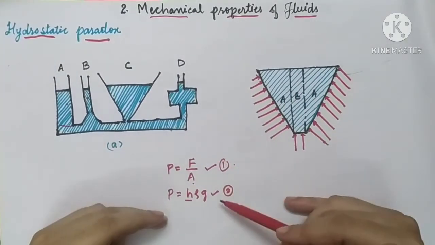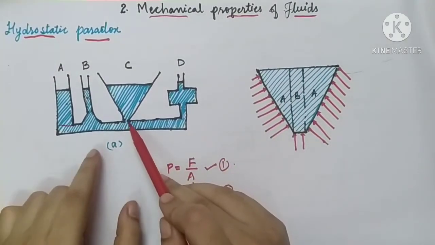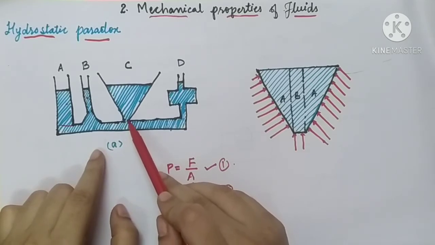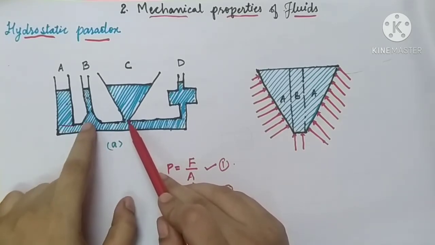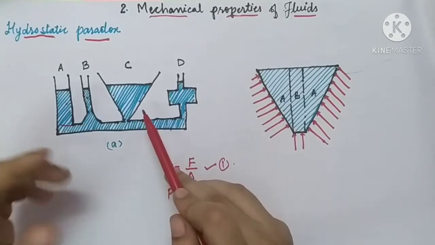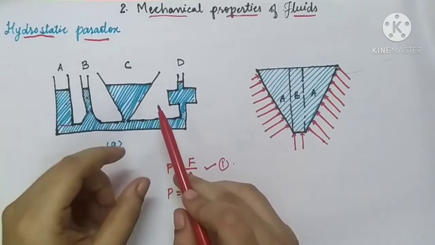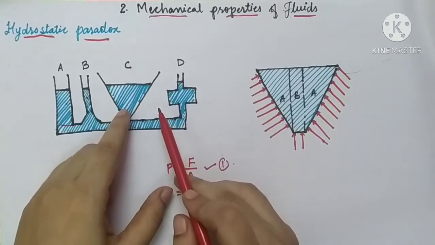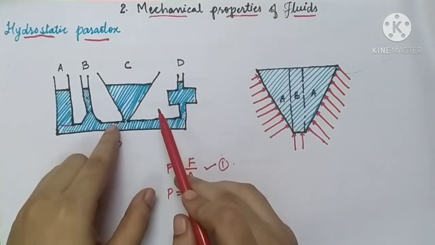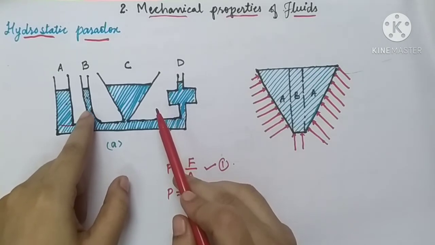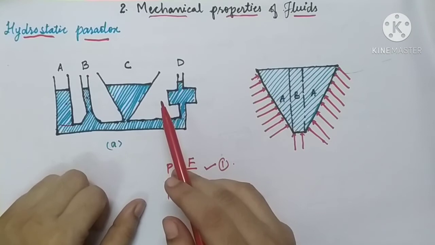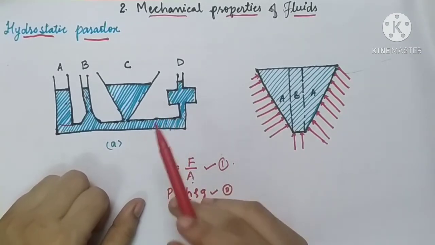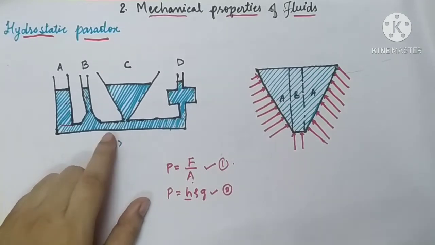According to these two equations, the base area of C is very small, so here the pressure will be higher, and the base area of B is very large, so here the pressure will be smaller. So what should happen over here? The liquid from the higher pressure area should flow into the lower pressure area. But it is not seen over here. This is the contradiction which we have seen.